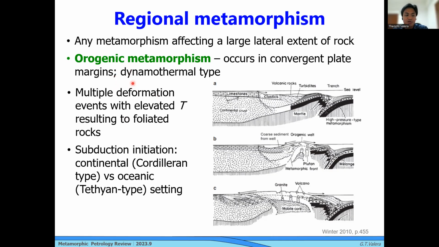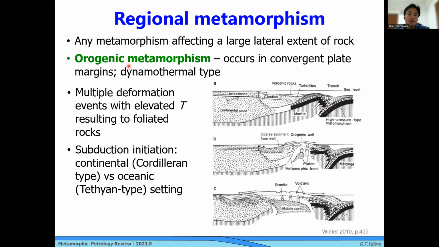So we see this type of metamorphism when we have arc oceanic collisions, continental convergence, or arc continent collision zones. In these cases, we usually experience orogenic metamorphism. So this happens when we have convergent plate margins. This is also known as dynamothermal type of metamorphism.